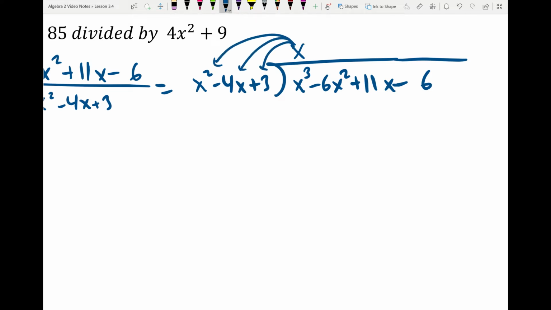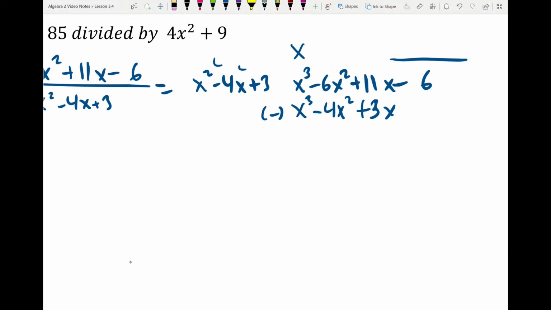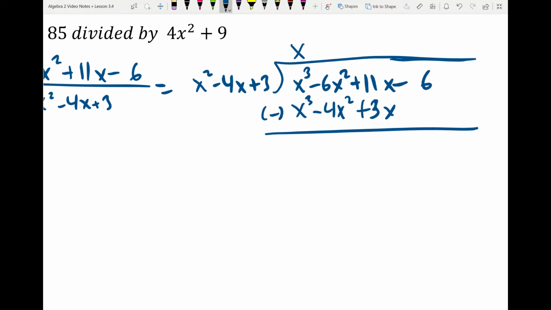So x times x squared is x cubed. x times negative 4x is negative 4x squared. And then x times 3 is positive 3x. And then now we subtract. So let me get rid of those arrows here. All right, and then this goes away.